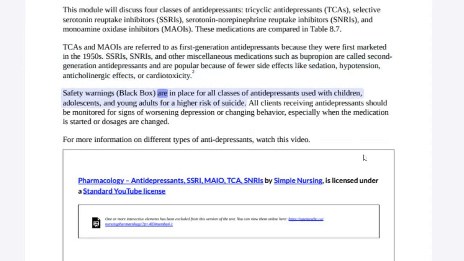Safety warnings are in place for all classes of antidepressants used with children, adolescents, and young adults for a higher risk of suicide. All clients receiving antidepressants should be monitored for signs of worsening depression or changing behavior, especially when the medication is started or dosages are changed. For more information on different types of antidepressants, watch this video. One or more interactive elements has been excluded from this version of the text. You can view them online here.